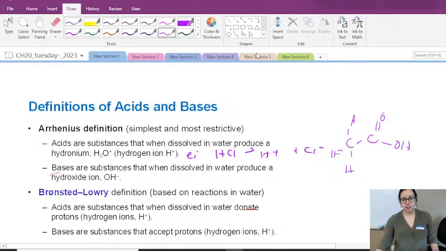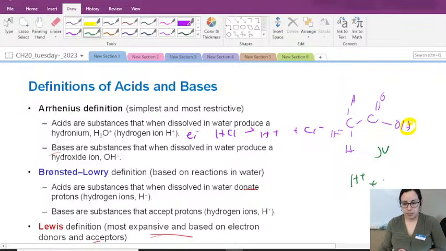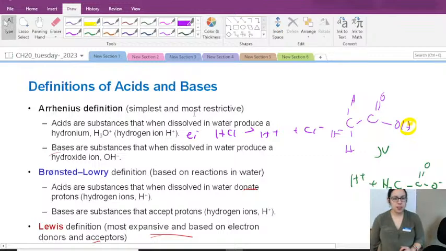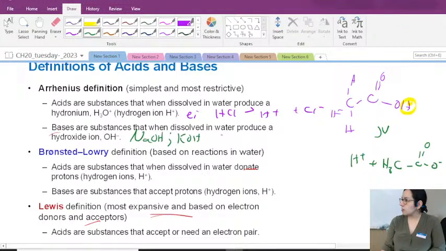So vinegar, again, our acidic proton, so we can say that it forms our acetate in solution, so H+ plus acetate. Those are, again, just our simplest definition. And then bases are substances that, when dissolved in water, produce hydroxide. So again, sodium hydroxide, potassium hydroxide, all those dissociate.